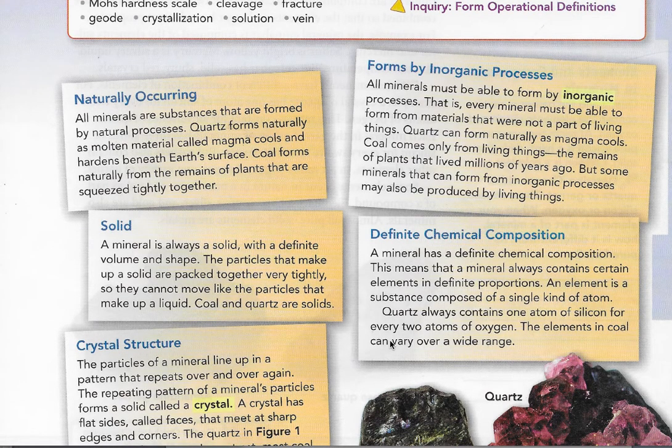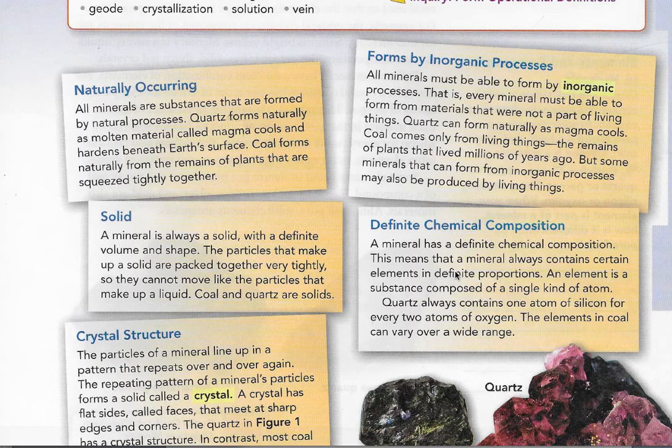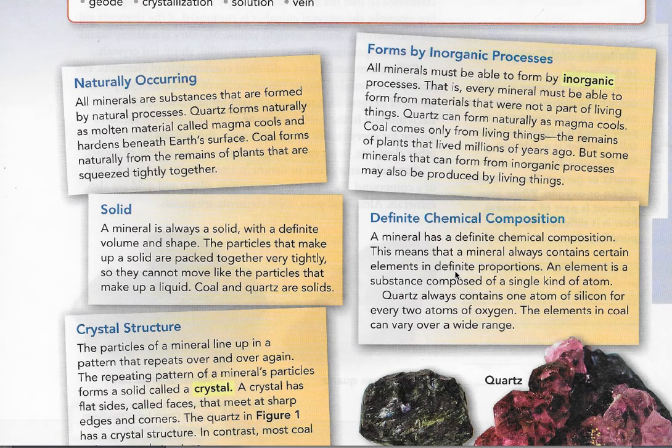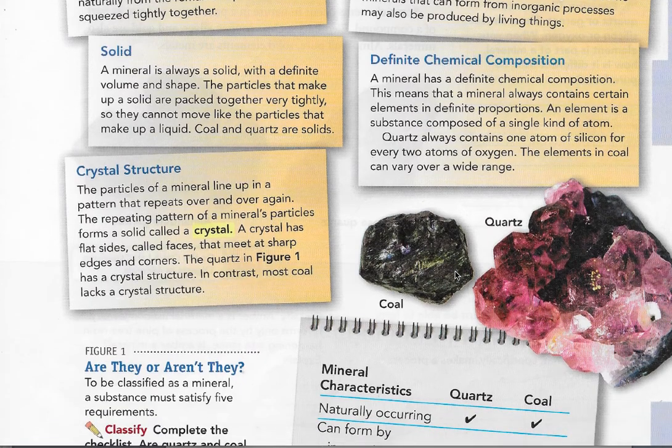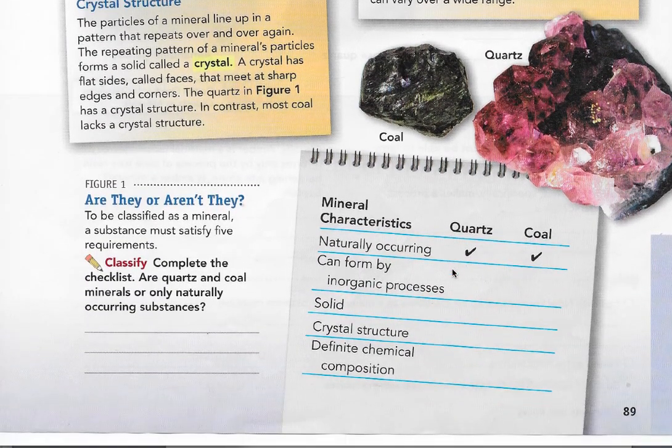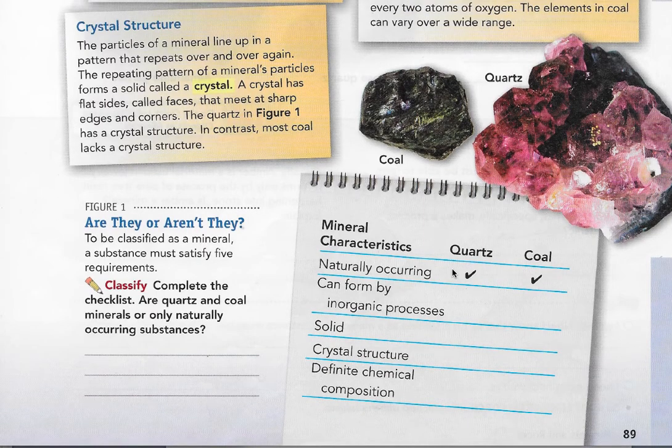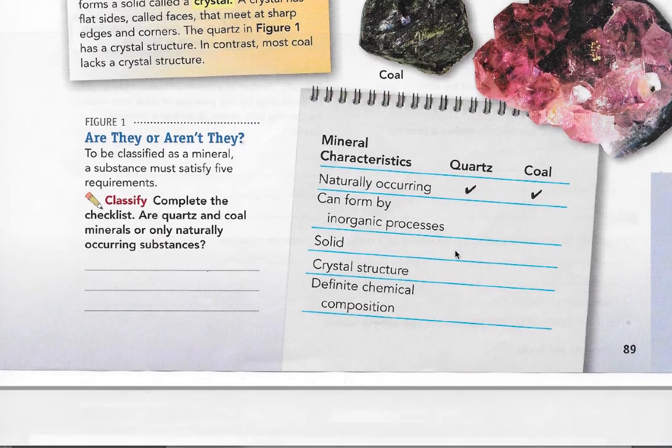So in your notes, it says, for a substance to be a mineral, it must have all five of these characteristics. So, naturally occurring, solid, that's what you're writing here in those blanks. Crystal structure is the third one. Formed by inorganic processes is the fourth one. Definite chemical composition is the fifth one. All right, so coal is not a mineral. It's lacking several of the characteristics. Quartz is a mineral, however, coal is not.